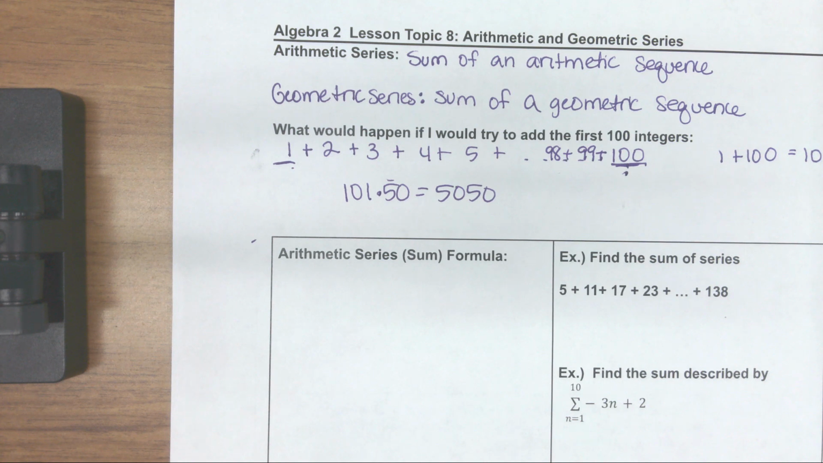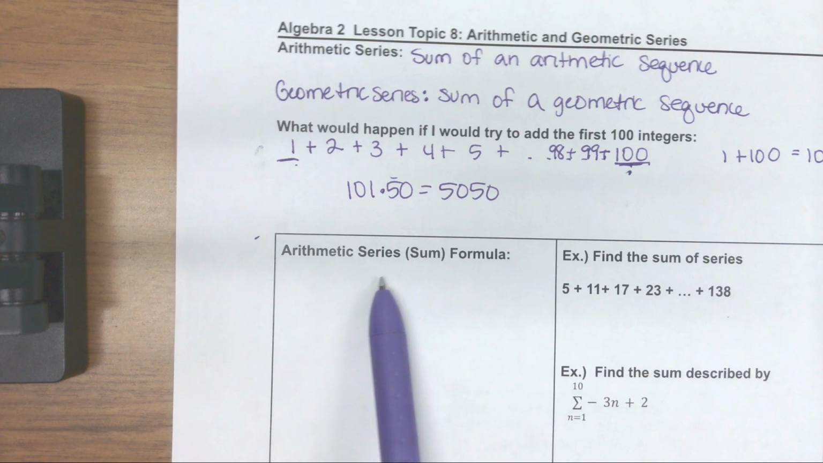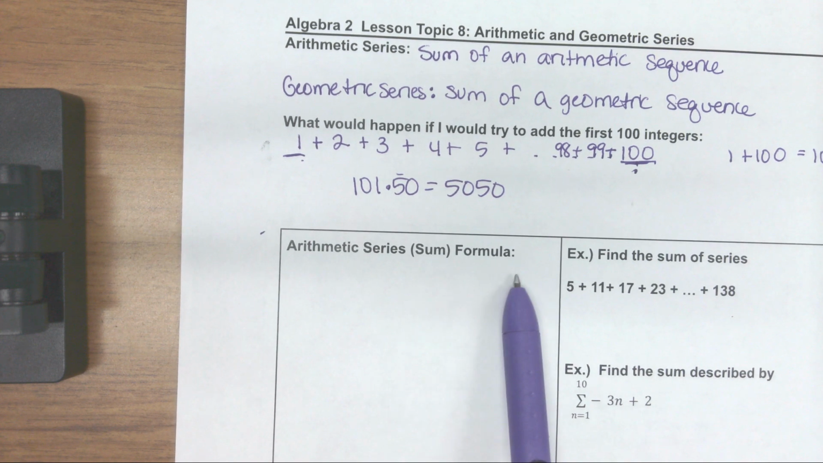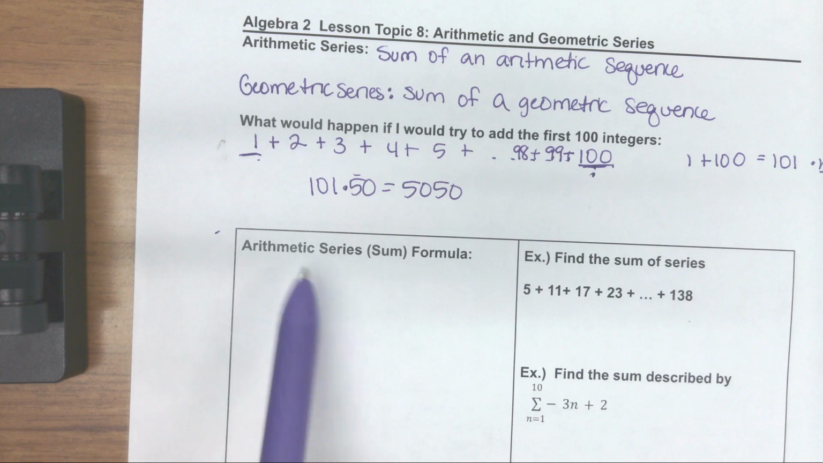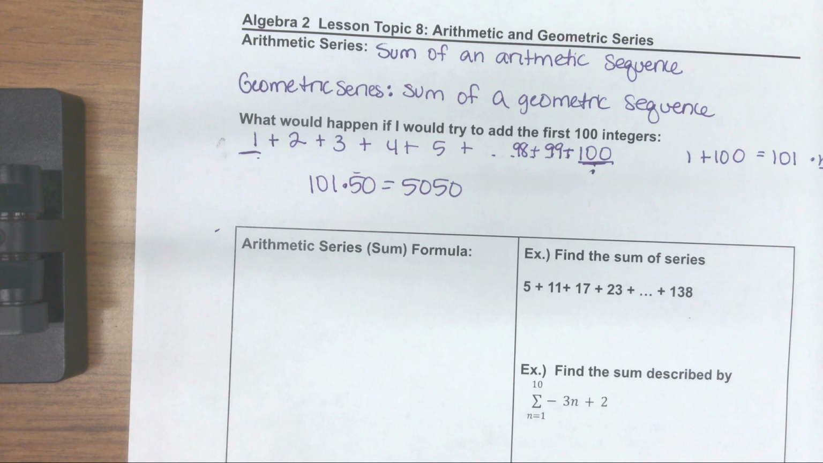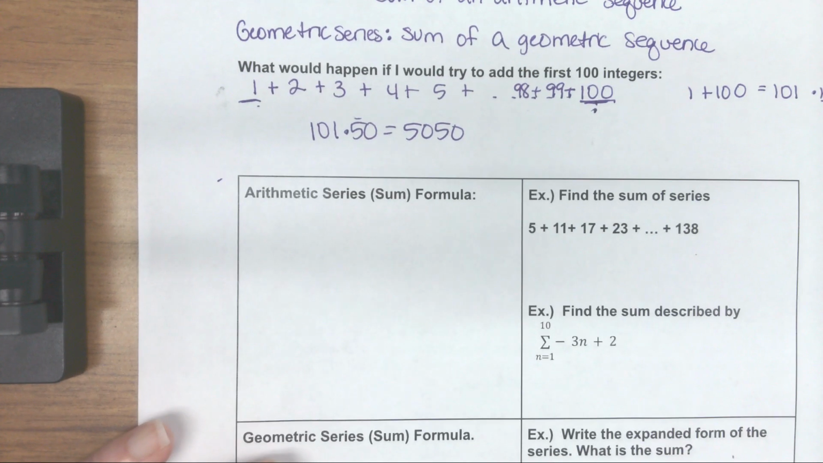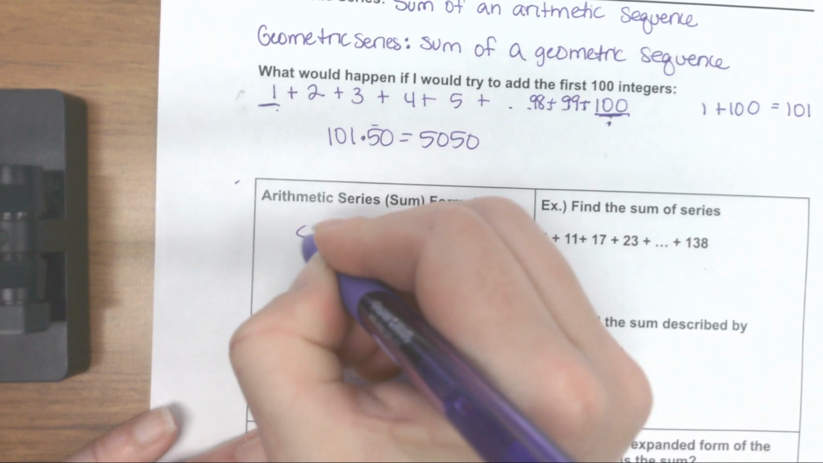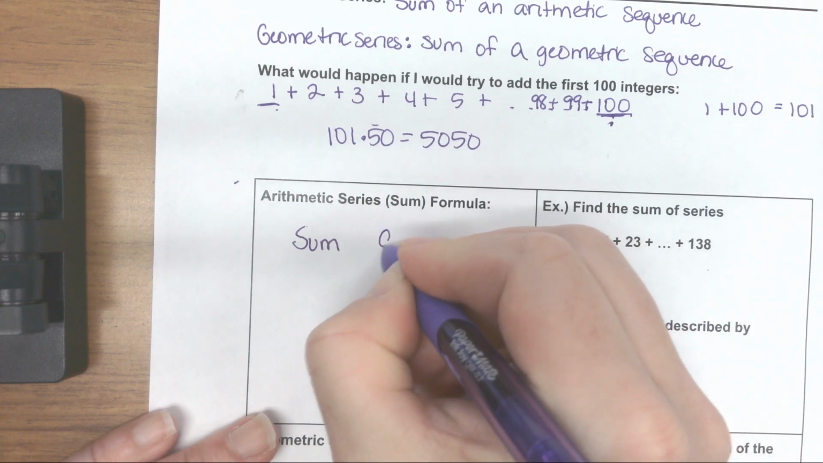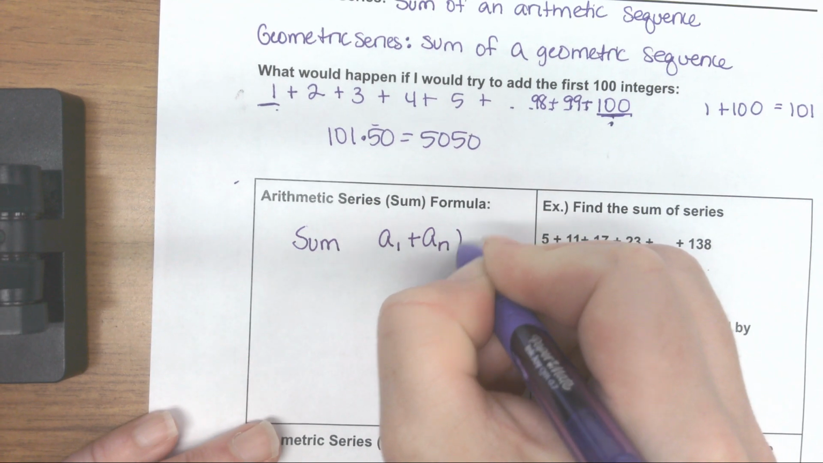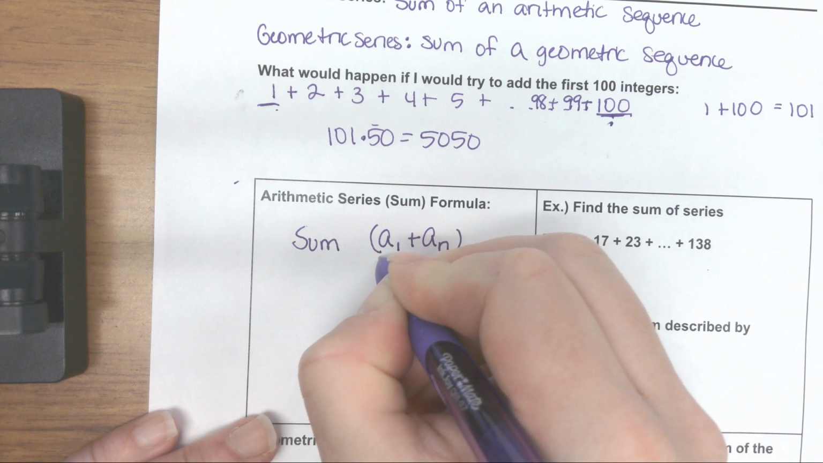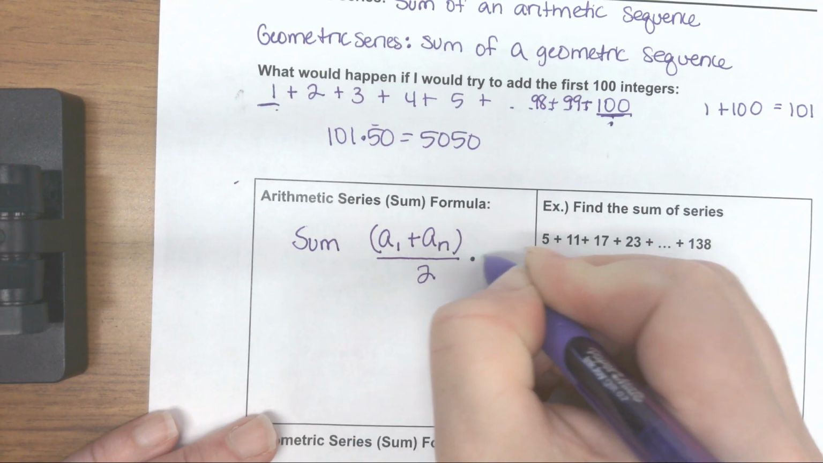You could use this kind of method with any arithmetic series. And again, a series is adding up terms, okay? So what we would need to do this is we would need to know the first term, the last term, and how many terms there were. And then the sum would be the first term plus the last term, and then you could divide it by 2 times the number of terms.